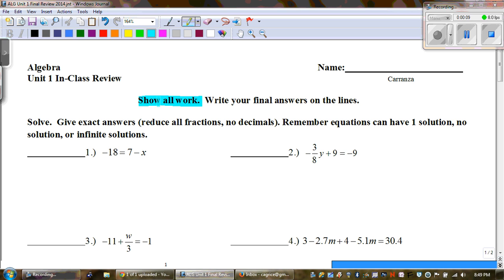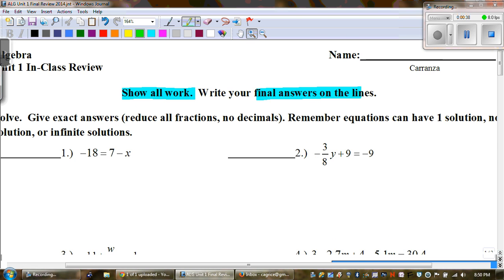Remember to show all your work and to write your final answers on the lines. The first set of directions say to solve, give exact answers, which means to reduce all your fractions and no decimals. Remember, equations can have one solution, no solution, or infinite solutions, okay? So we can have multiple different answers. All right, let's go ahead and look at problem number 1.